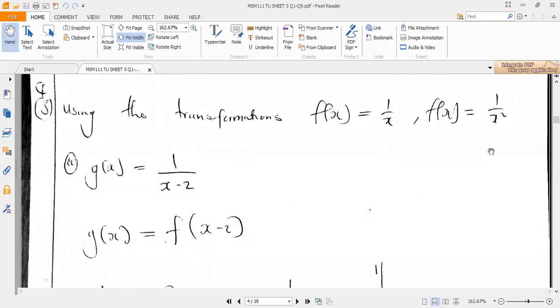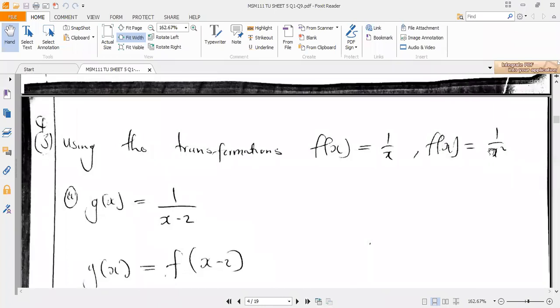So we go to question 3. Question 3 is telling us to use transformations of the function f of x equals 1 over x, or f of x equals 1 over x squared, to graph each rational function. So now this is where the graphing will take place. When using transformations, we have been given this function g of x equals 1 over x minus 2. Transformation is simply a change, like a shift of something.